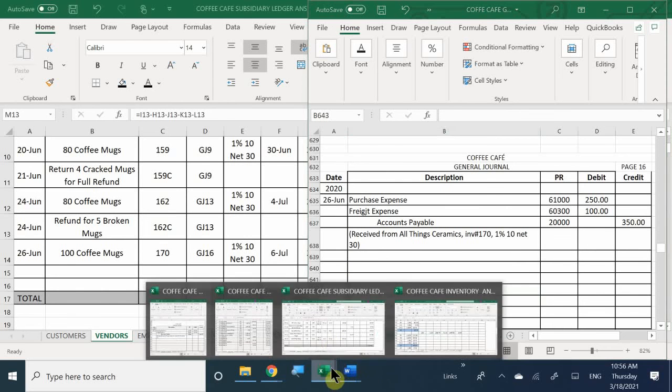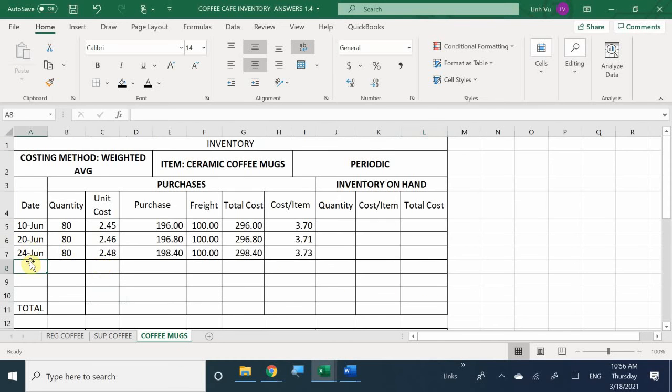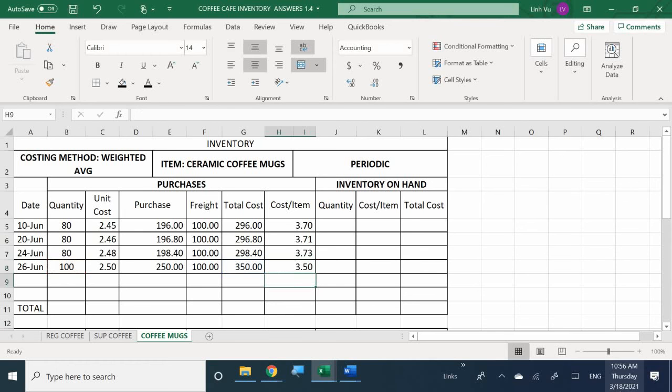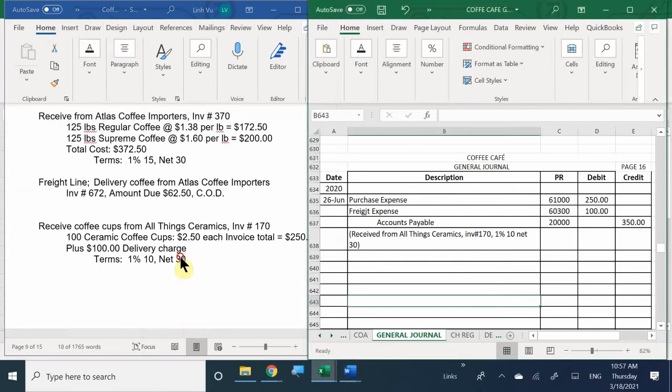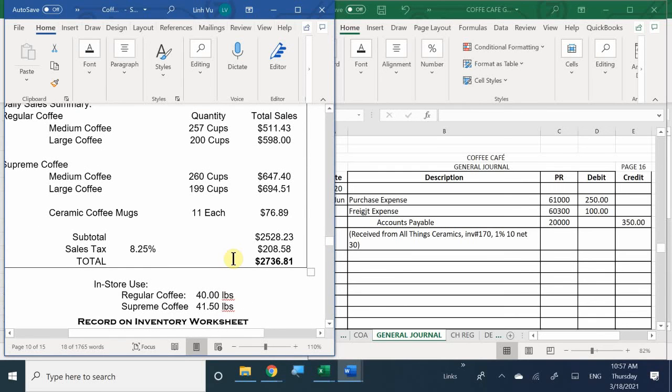Add them to our inventory. We have to add it in our inventory because we made a purchase. So here, coffee mugs, right? Today is the 26th, so we purchased 100 more coffee mugs at $2.50, plus 100 of freight to make it $3.50. So what is my total cost per item? $3.50. Okay. All right. Perfect. We have time to do this one last transaction and then we'll stop here and continue on Monday.